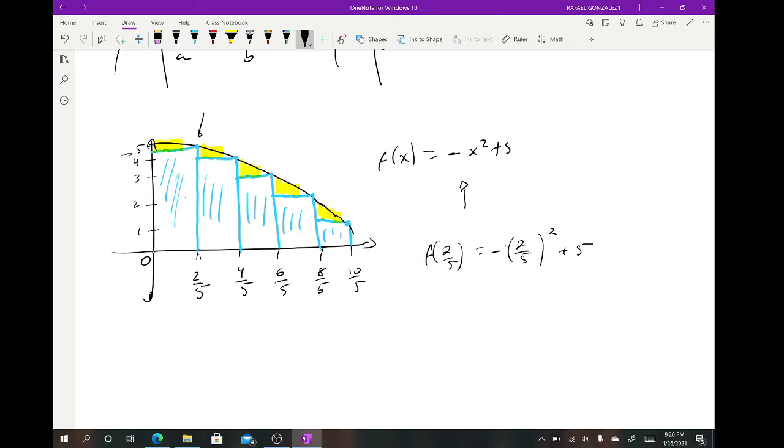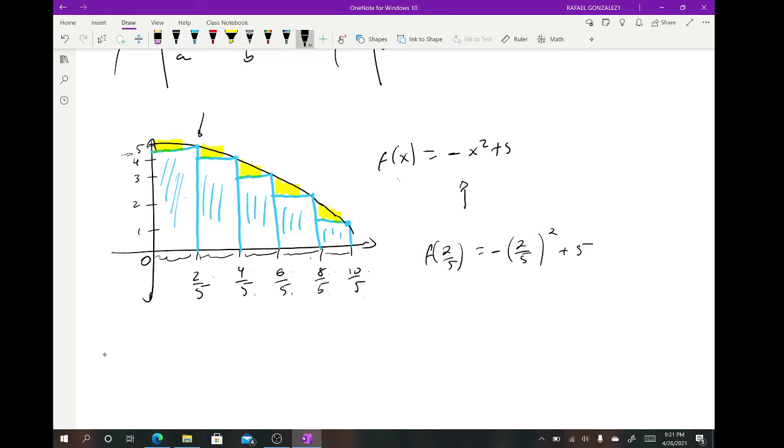The width, we can see that is 2/5, because from here to here is 2/5, from here to here is also 2/5, because if you add 2/5 to 2/5, you get 4 over 5. If you add 2/5 to 4 over 5, you get 6 over 5. If you add 2/5 to 6 over 5, you get 8 over 5. And if you add 2/5 to 8 over 5, you get 10/5. So the width is 2 over 5. The height is given by this function up here.